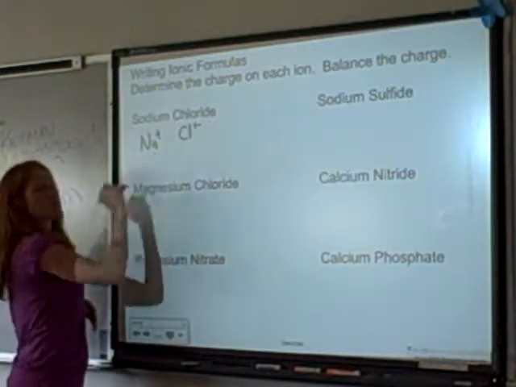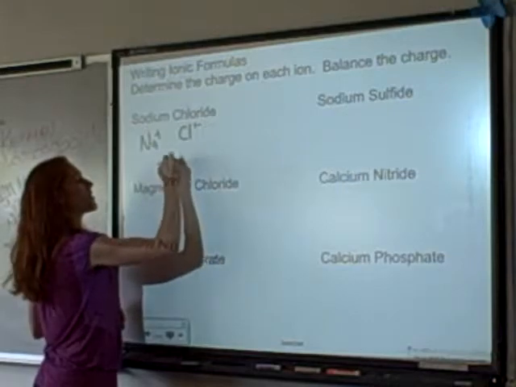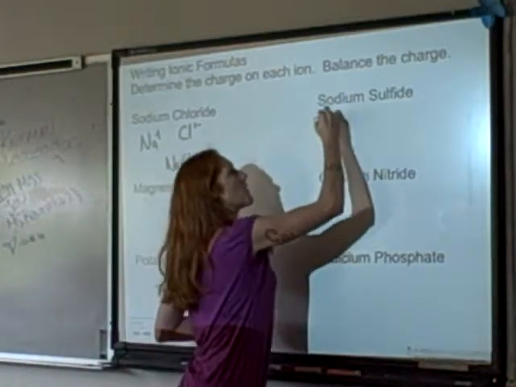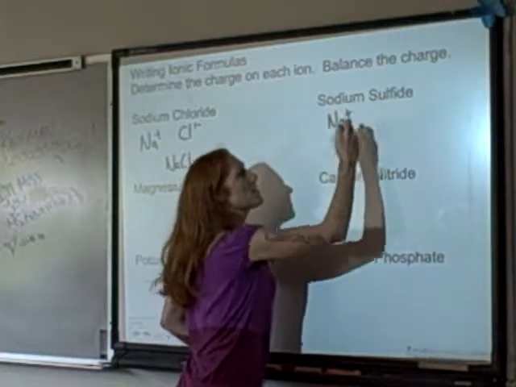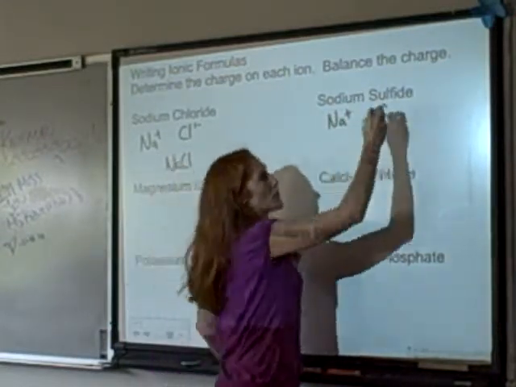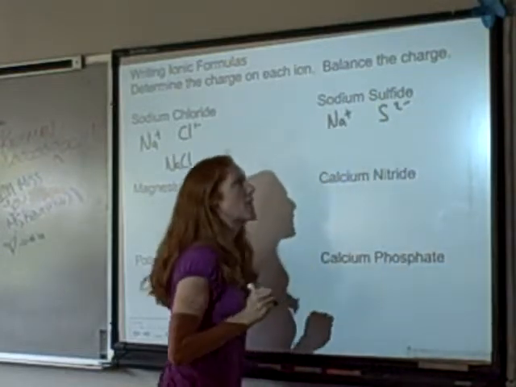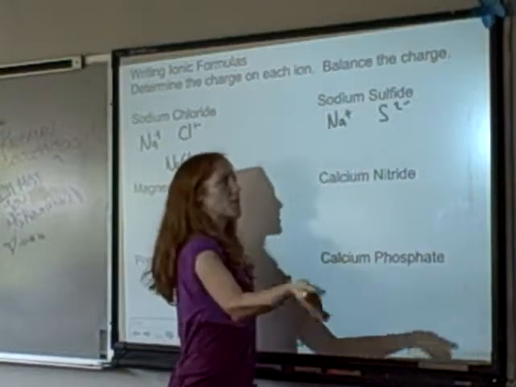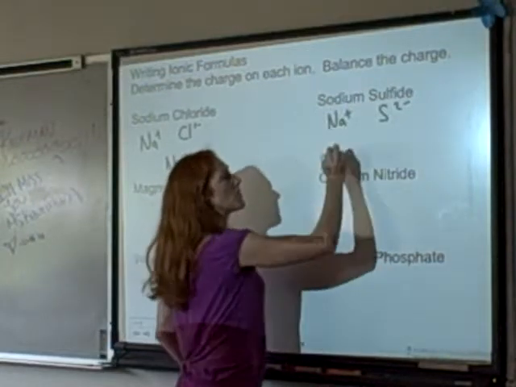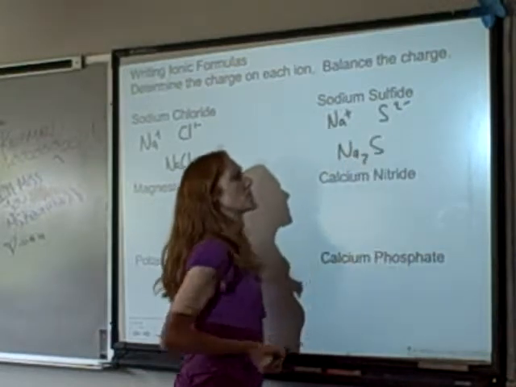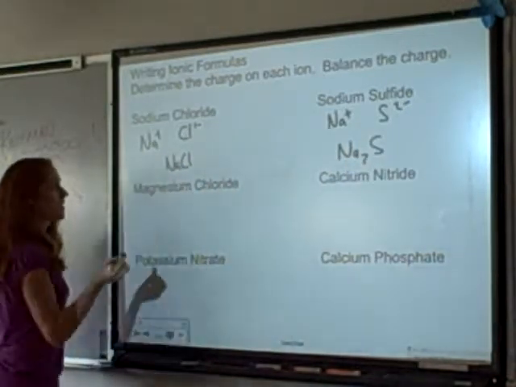This is already 1+ and 1-, so the charges are balanced as NaCl. Sodium sulfide, we already know this is an Na with a plus. Sulfur has 6 valence electrons, so it gains 2 more. This is going to be a 2-. Okay, so every sodium loses 1 electron. Every sulfide or sulfur takes on 2 electrons. So I'm going to need 2 sodiums to supply the 2 electrons that 1 sulfur needs, Na2S.